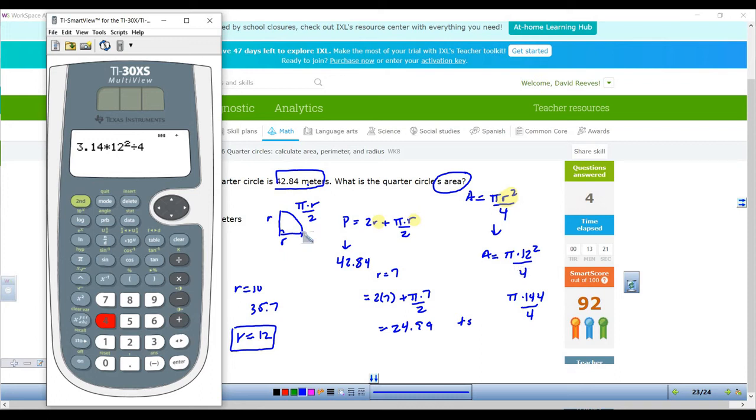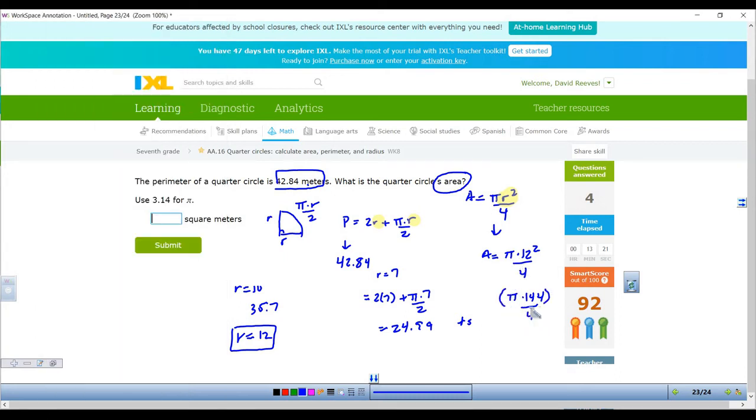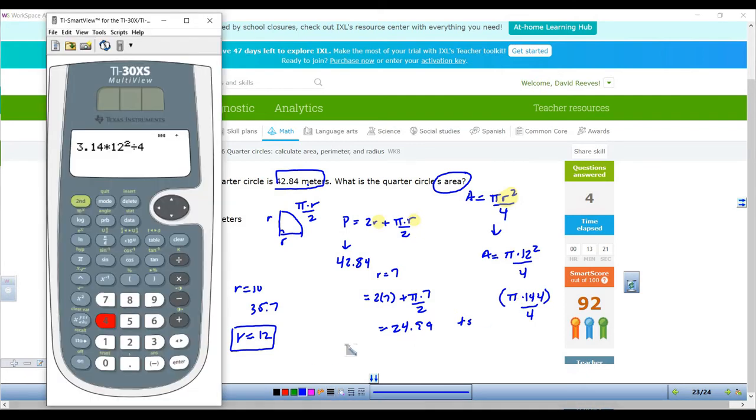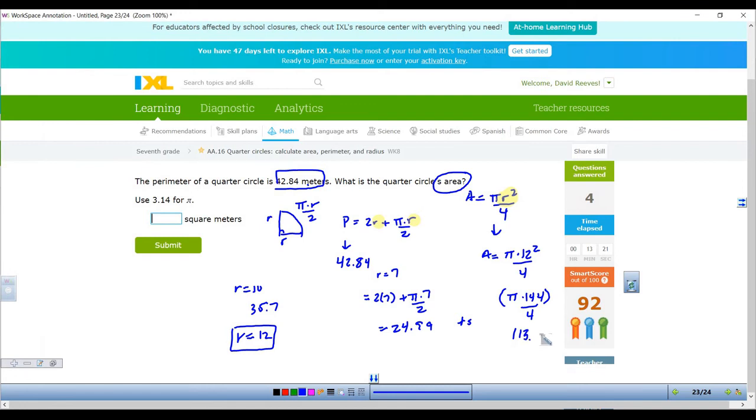Now again, it might not have been a bad idea to put parentheses over the top here, but because of order of operations, your scientific calculator is going to use correct order of operations. It's going to go ahead and do the exponent first, then it's going to multiply, then it's going to divide. And when we do that, we get 113.04 square meters. It doesn't say to round.